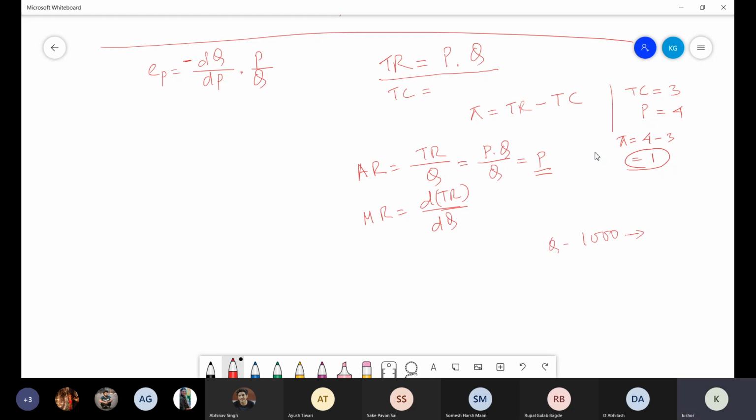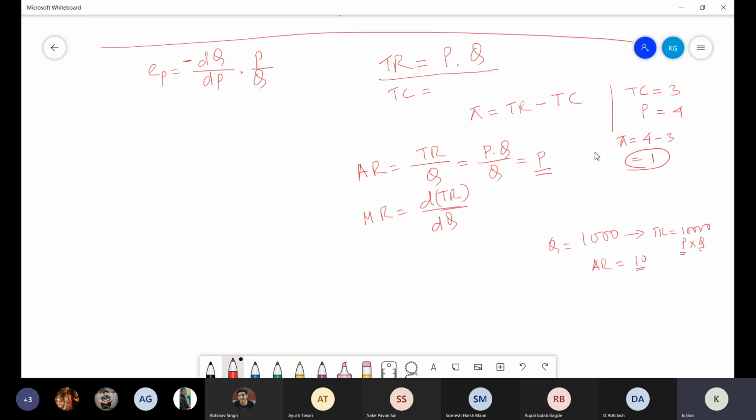So Q equals 1,000 and total revenue is suppose 10,000. So what is average revenue? Total revenue divided by 1,000, meaning average revenue is 10. That is P. And total revenue 10,000 is actually P into Q, where P is 10 and Q is 1,000 in this case. So 10 into 1,000, you get 10,000. This average revenue is nothing but P. P is 10, the market price, which you already know.